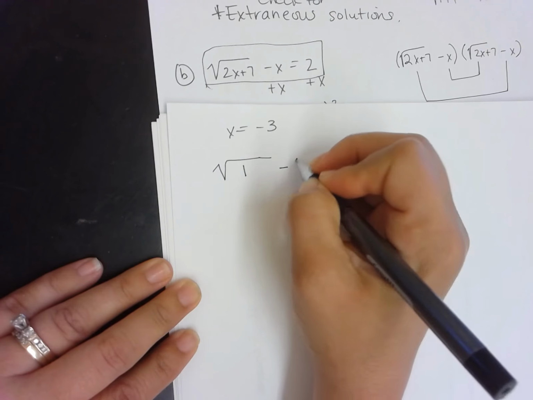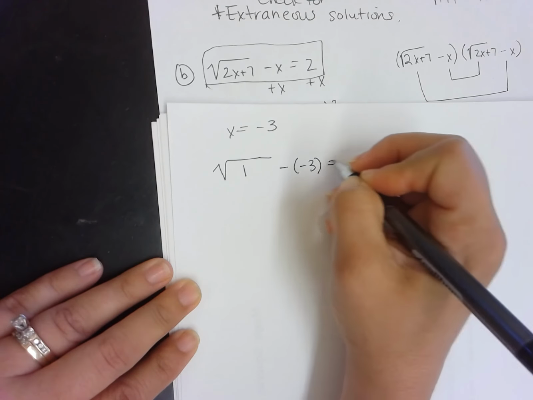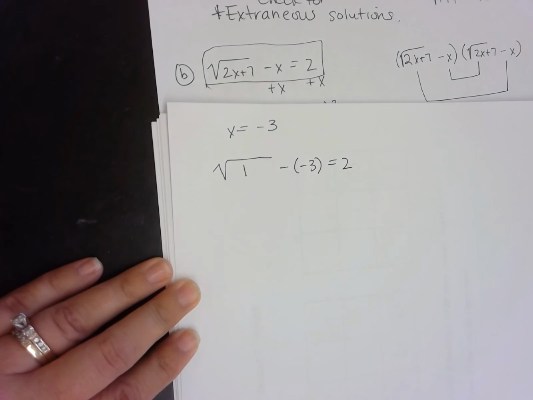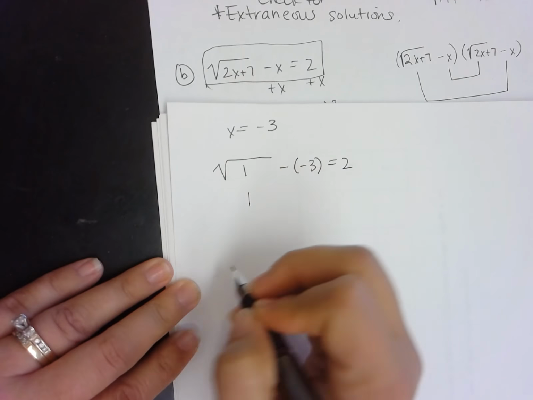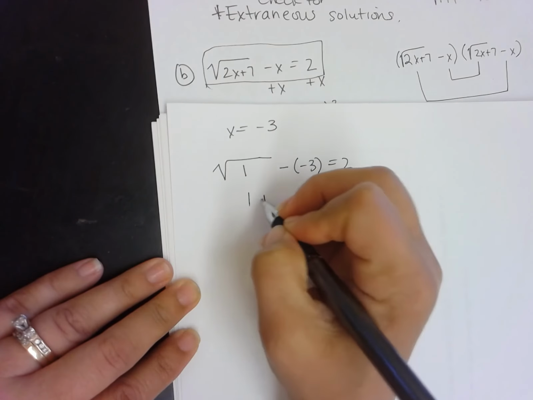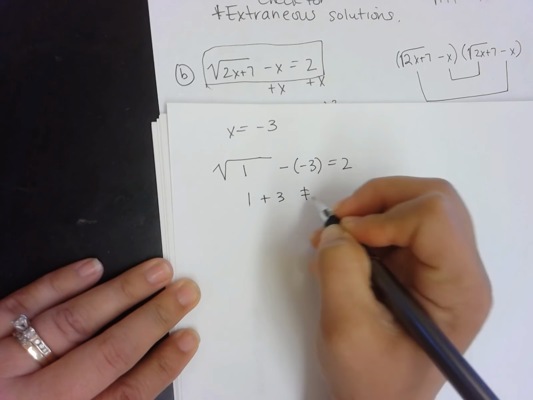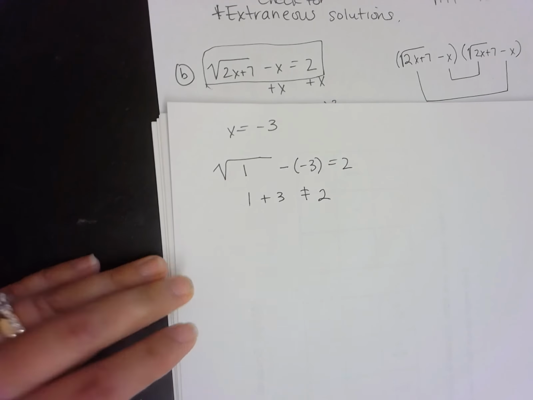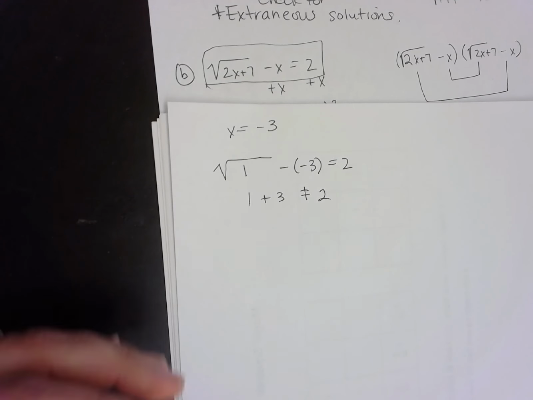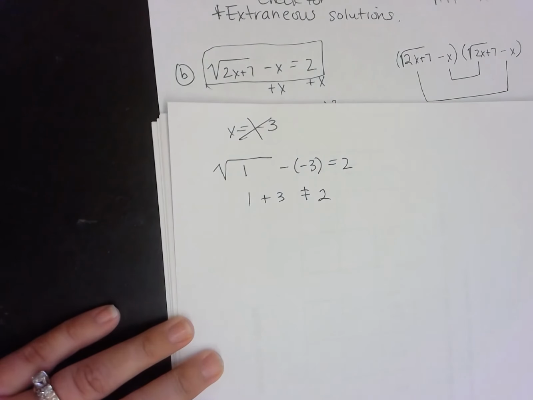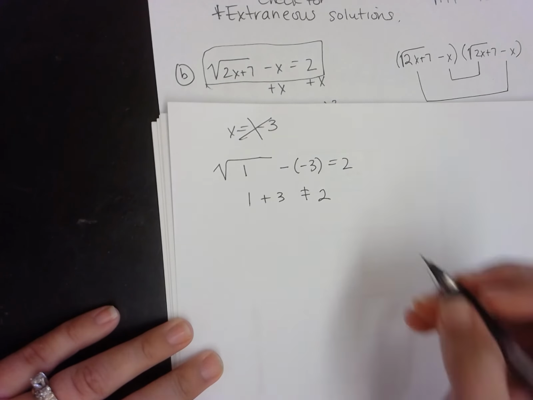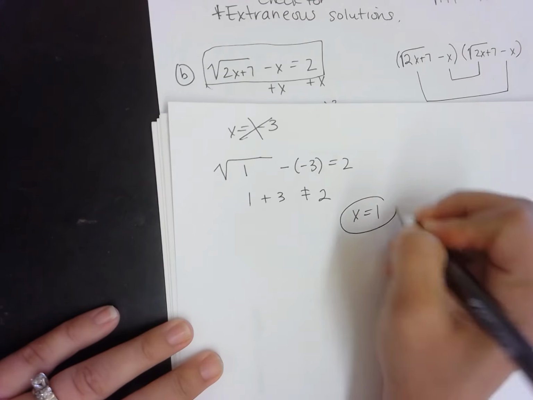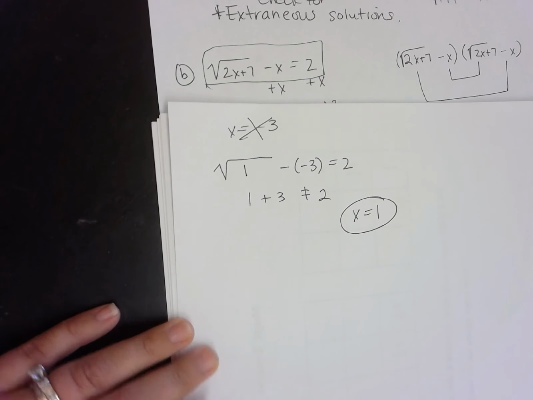And then I have minus negative 3, since my x equals negative 3. So the square root of 1 is 1. And then minus negative 3 really becomes plus 3. And I can see this is not going to work for me because I get 4 is equal to 2, which doesn't work. So x equals negative 3 is our first extraneous solution, so we throw it out. So the only solution to this particular radical equation is the original x equals 1 that I checked first.